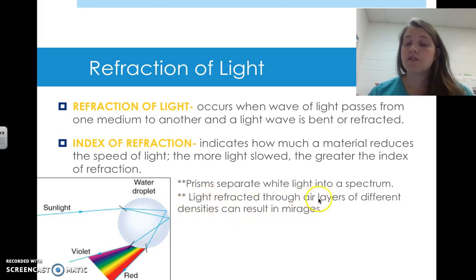Light refracted through air layers of different densities can result in mirages. If you've ever heard of mirages, walking through the desert, all of a sudden you see what you think is water. This is when light refracts through layers of air of different densities, meaning some light waves are going to slow down and bend a little bit, and that's when you see those ripples on the horizon that sometimes look like water. That's because of light refraction.